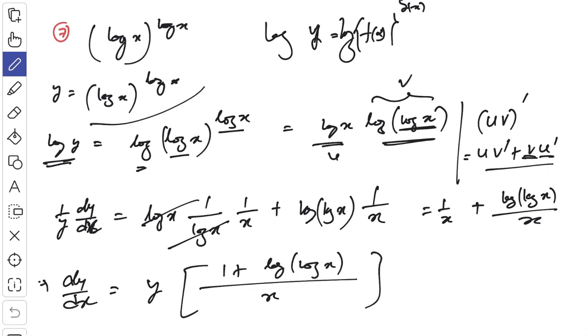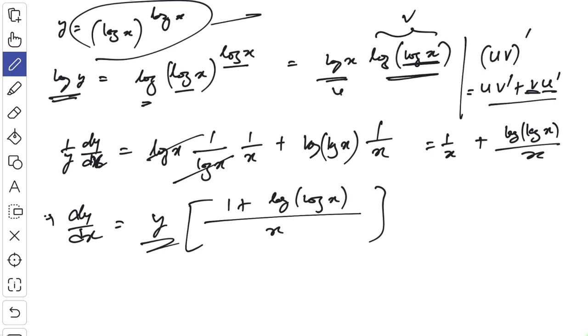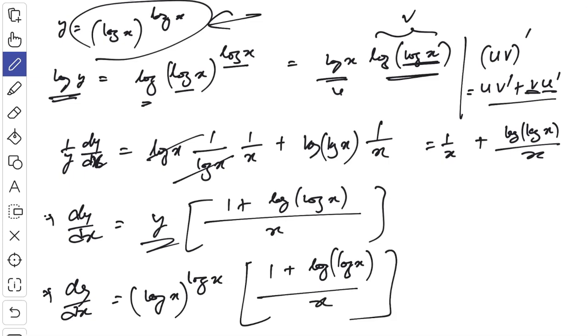Now let us put the value of y here. If you substitute y by this value, then dy by dx is equal to log x to the power log x into 1 plus log of log x by x. That's what you will get. So you can keep the answer this way. So this is your answer.